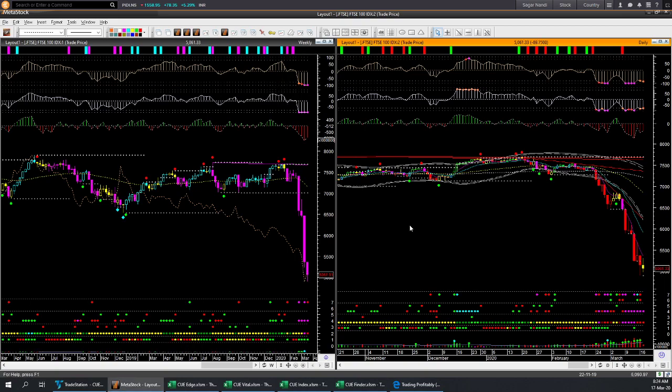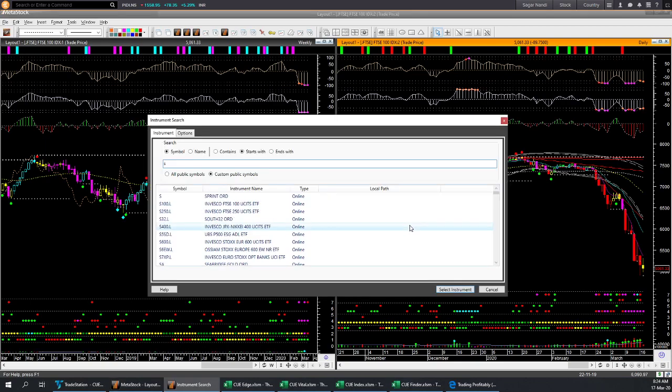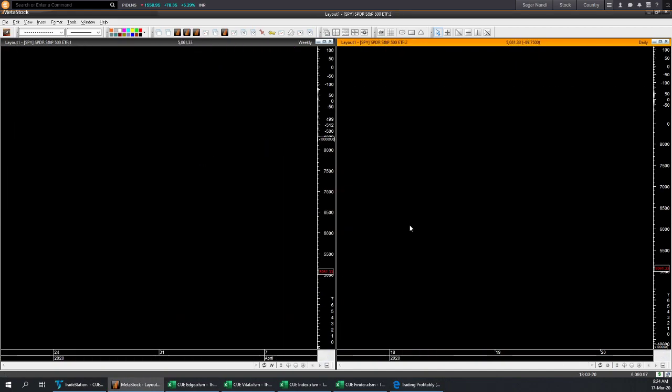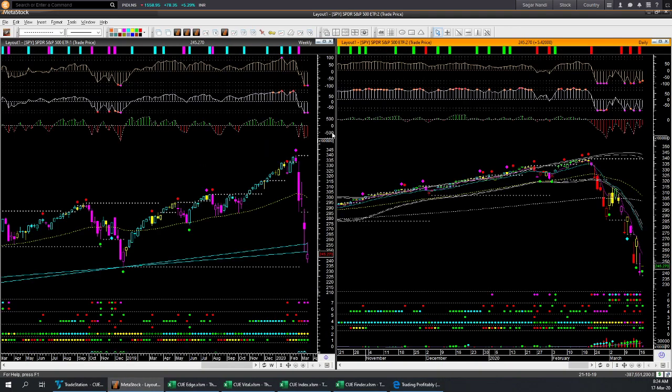If I switch back to SPY, you will see how fast and ferociously it switched from extreme thrust, extreme jump on the bullish side to extreme thrust and jump on the bearish side. Very sharp, in the daily also.